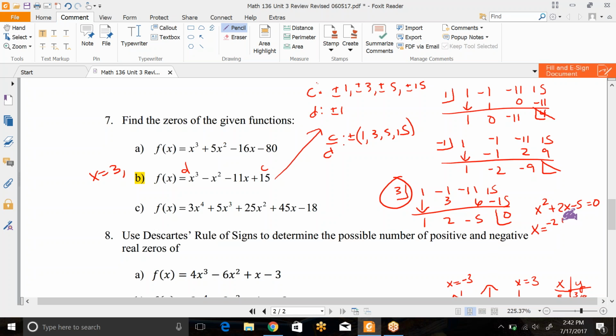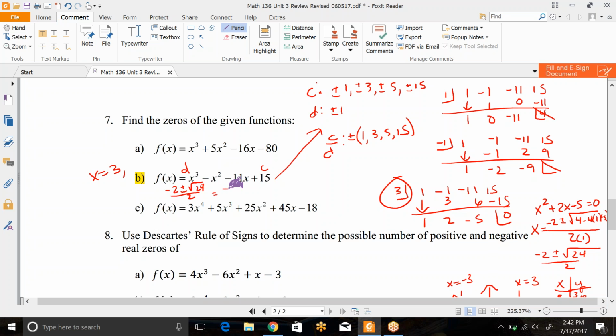So x equals negative b plus or minus the square root of b squared minus 4ac, all over 2a. So that's going to be negative 2 plus or minus the square root of positive 4 plus 20, that's 24, all over 2. So I can reduce that down a little bit. I'm going to write it over here so I can show my work.